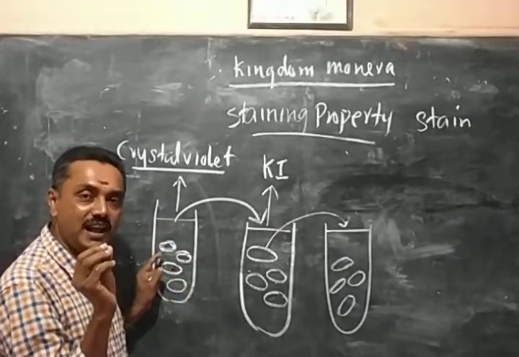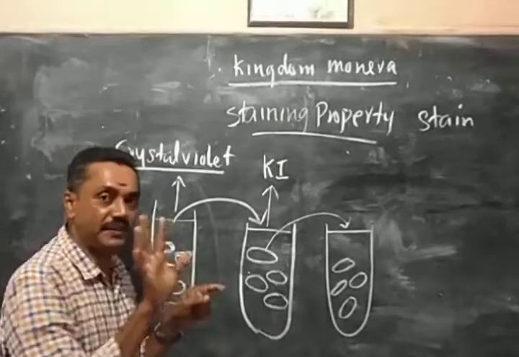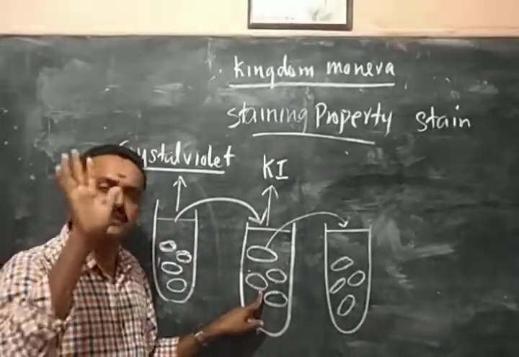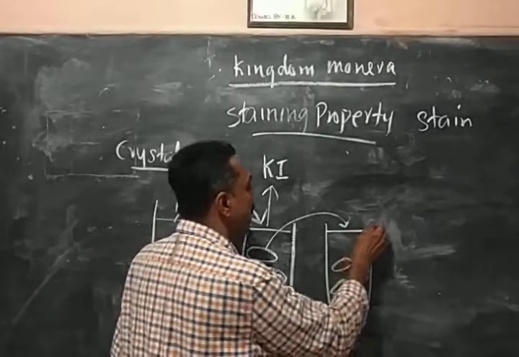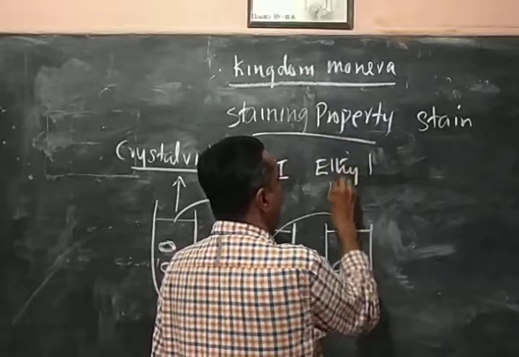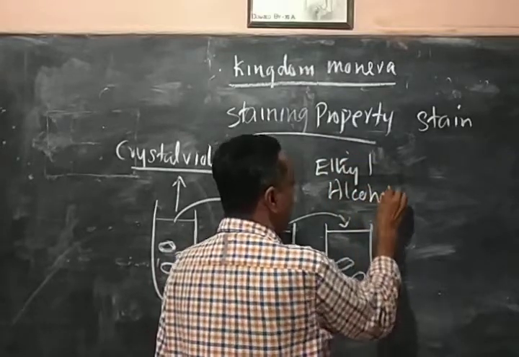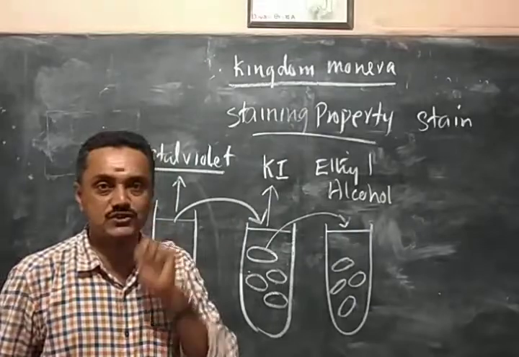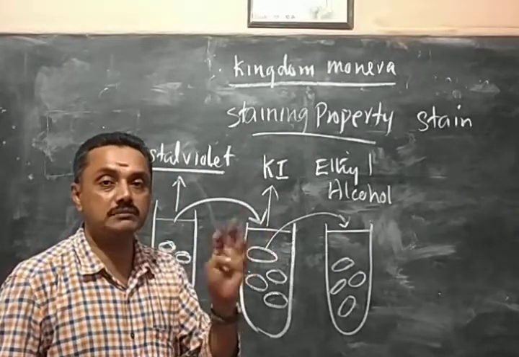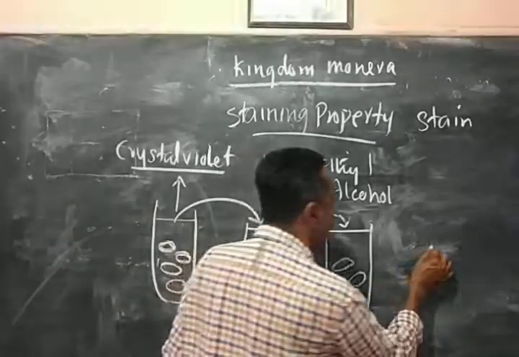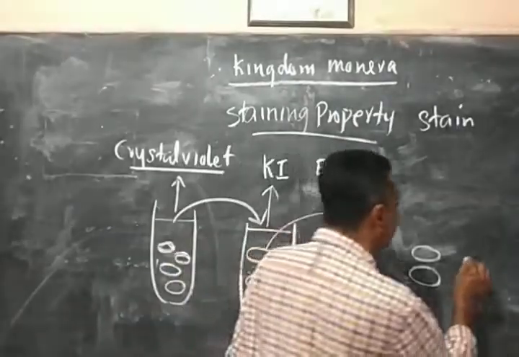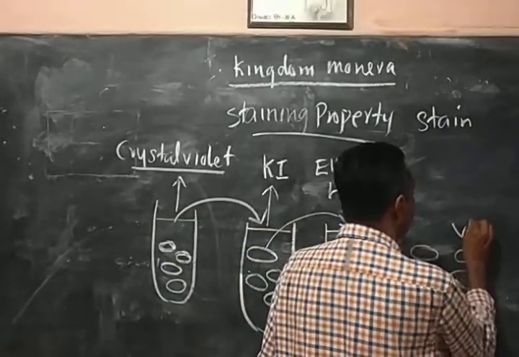The bacteria become violet in color. Putting in potassium iodide for another 5 minutes, the bacteria is again which color? Same color, no change, same violet color. But when we put the bacteria in ethyl alcohol solution for 5 minutes, some of the bacteria will lose the color, become colorless. Some other bacteria are always violet in color.